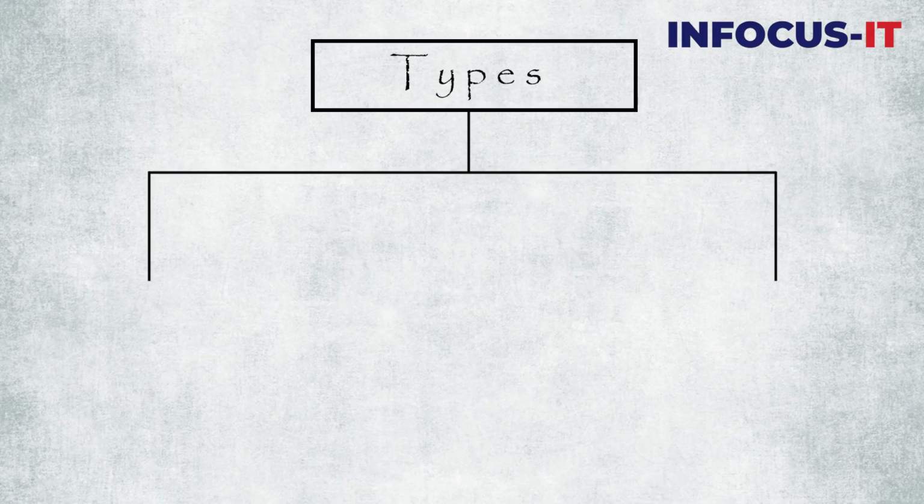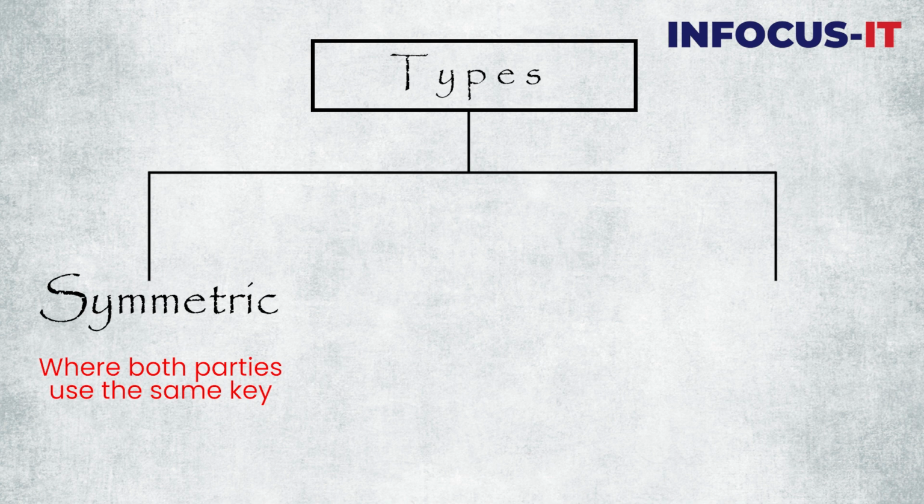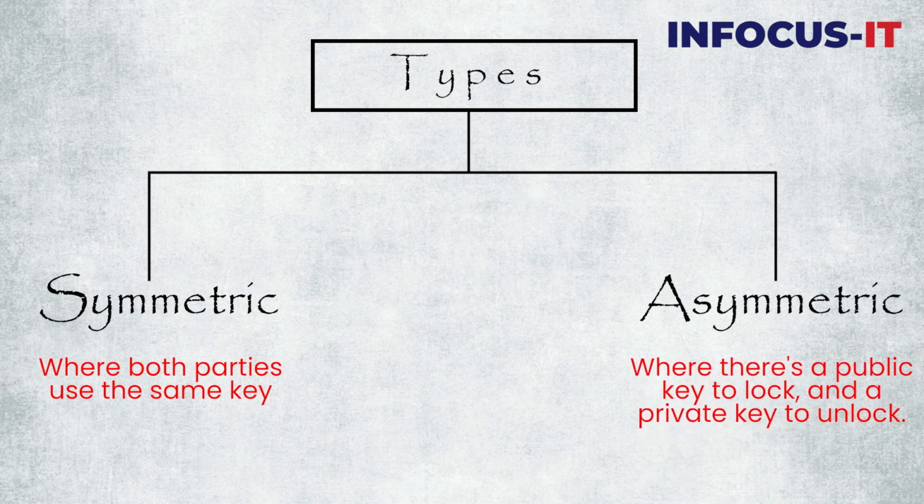There are two main types: symmetric, where both parties use the same key, and asymmetric, where there's a public key to lock and a private key to unlock.